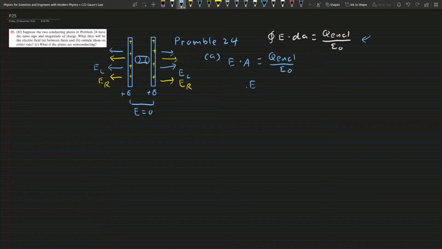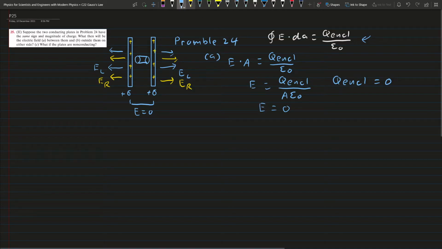This is the case between the plates. This is equal to Q enclosed over the epsilon naught A, and this Q enclosed, you can see from here we take this cylinder, whatever shape actually, will give us the charge enclosed is equal to 0, so the electric field will equal 0. This is for the case A.